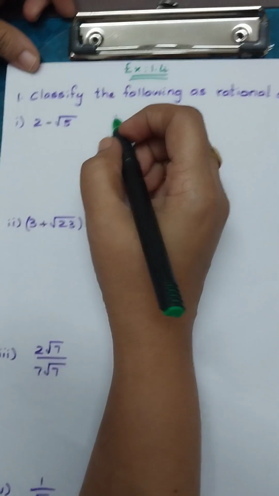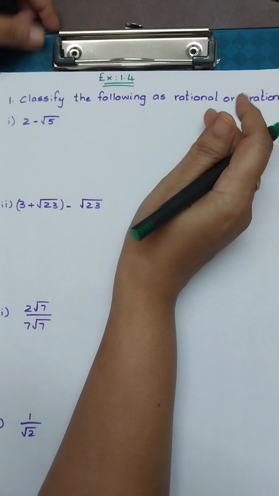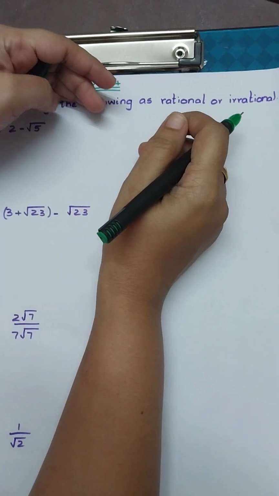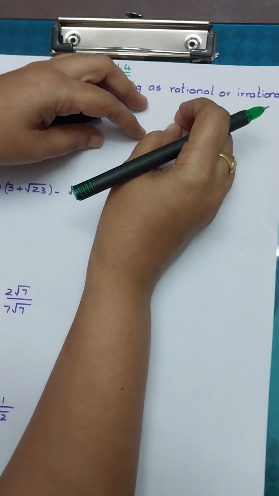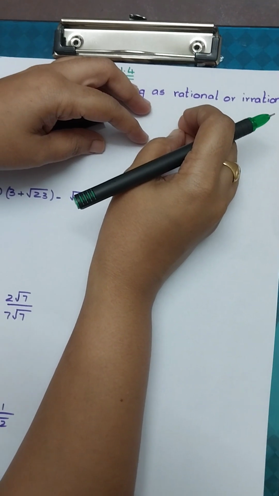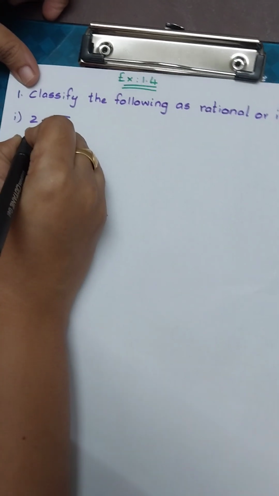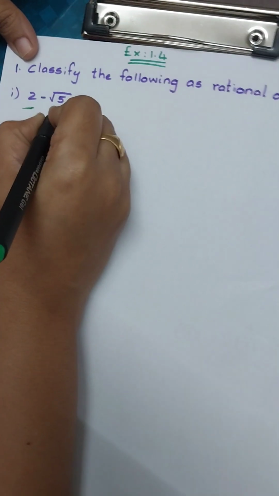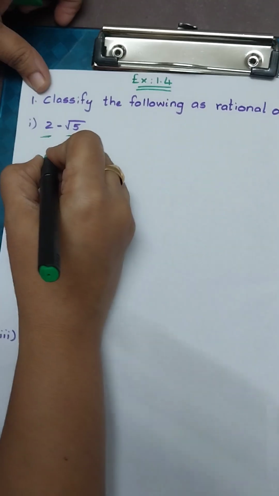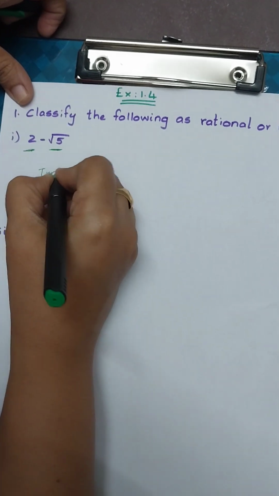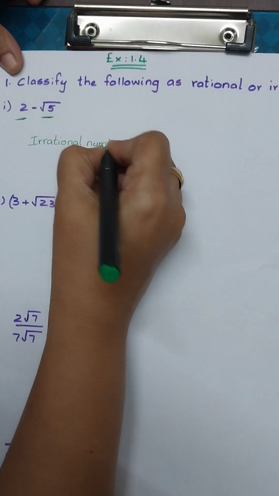So what is the first problem? Classify the following as rational or irrational. The basic thing we are going to learn here is, if we subtract an irrational number from a rational number, we will get an irrational number. So here 2 is a rational number, right? And root of 5 is an irrational number. So we are subtracting 2 minus root 5. It will become an irrational number.